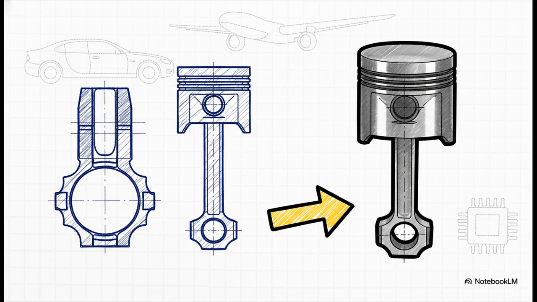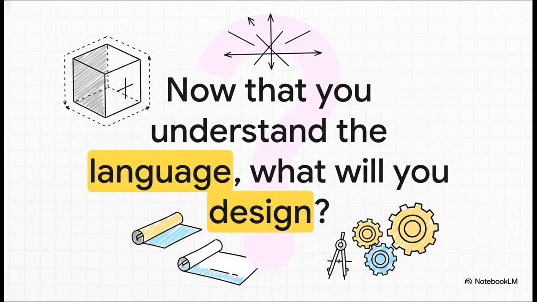It's the silent universal language that lets a designer in one country talk perfectly to a manufacturer on the other side of the planet. We've just unlocked the basic blueprint for turning any idea in your head into a concrete 2D plan. This language gives you the power to describe anything you can imagine with perfect, unmistakable clarity. So, the only real question left is, now that you know the language, what will you create?